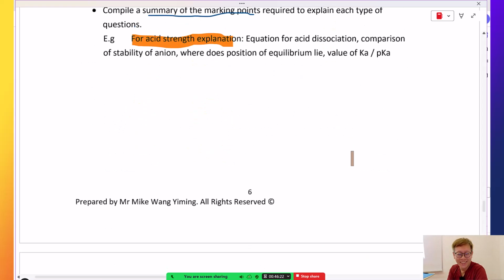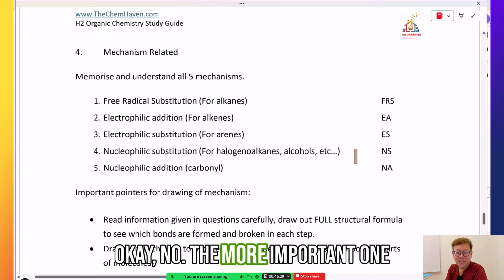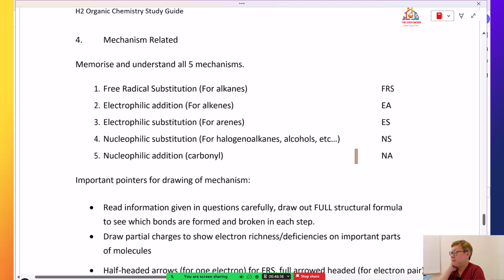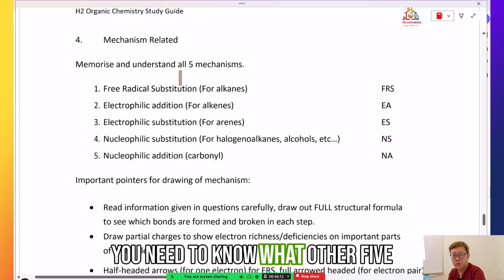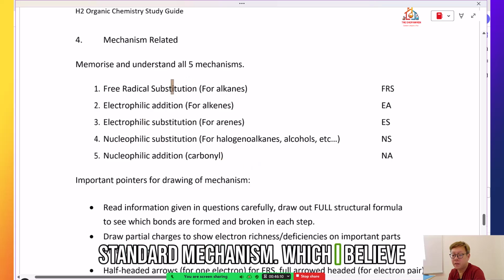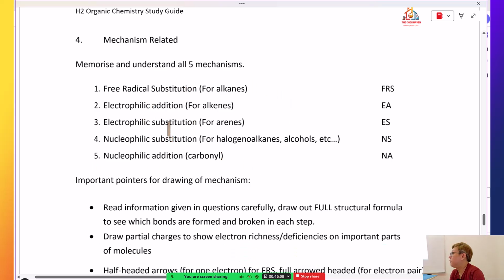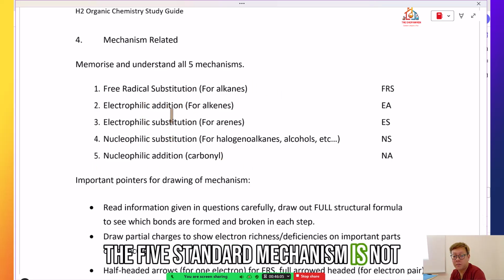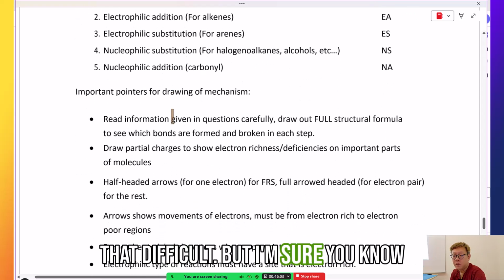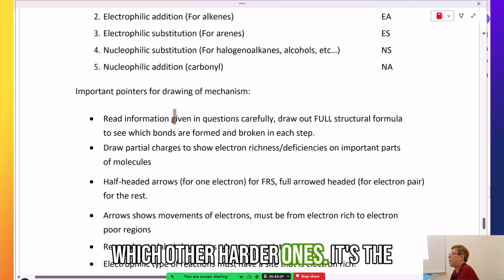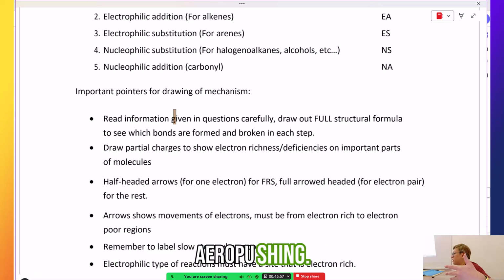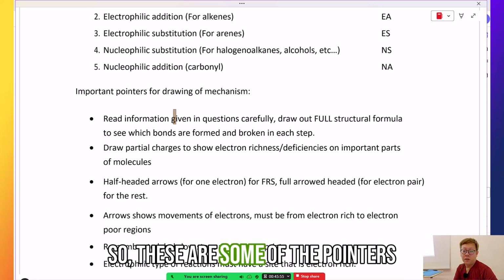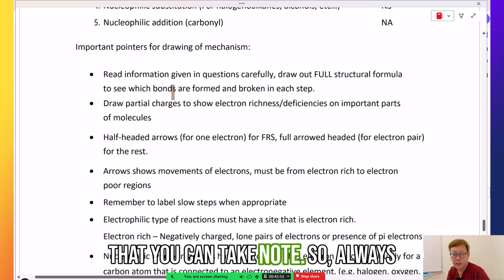Okay? Okay, now, the more important one that I want to go through today is the mechanism. Okay? Now, for mechanism, like I say, you need to know what are the 5 standard mechanisms, which I believe you all know. Can? Yeah, the 5 standard mechanisms are not that difficult, but I'm sure you know which are the harder ones. It's the one where they give you a lot of information, you propose the arrow pushing, correct or not? So, these are some of the pointers that you can take note of.